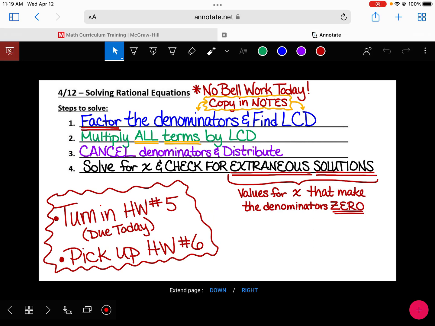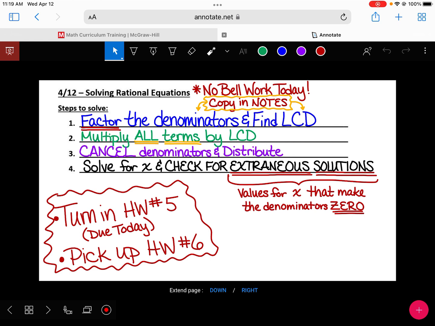All right, so the steps that we're going to use for solving rational equations. First thing we're going to do is factor all of the denominators. If it can be factored, we will factor it. What does it mean for something to be a factor? It can go into it.